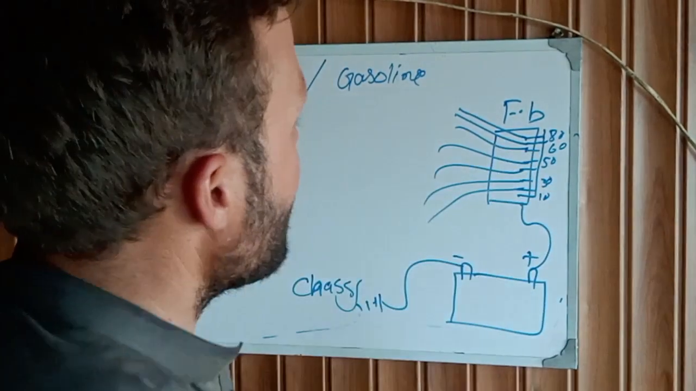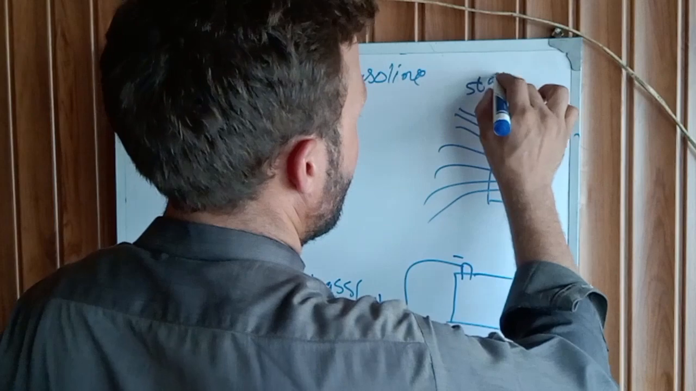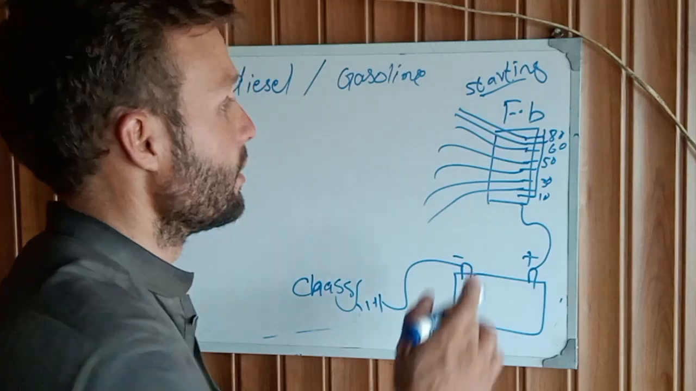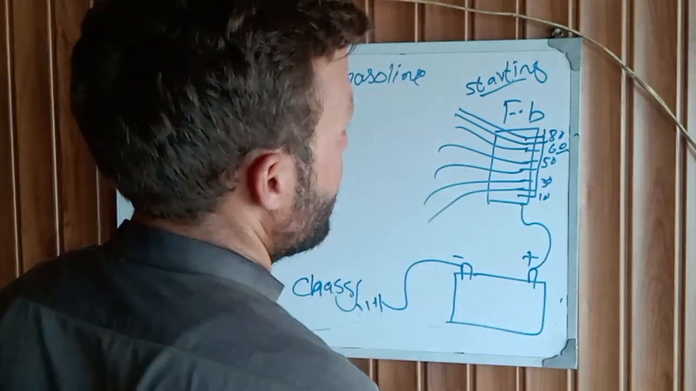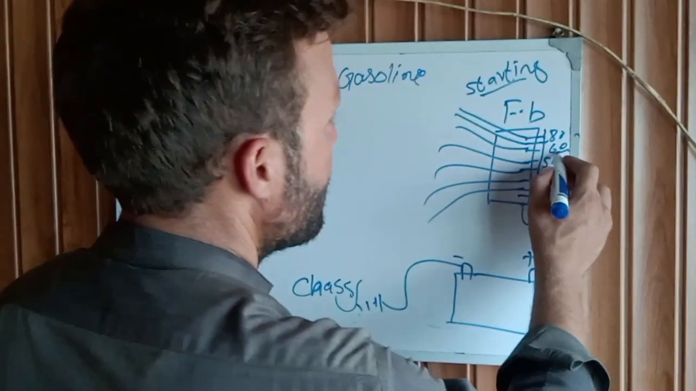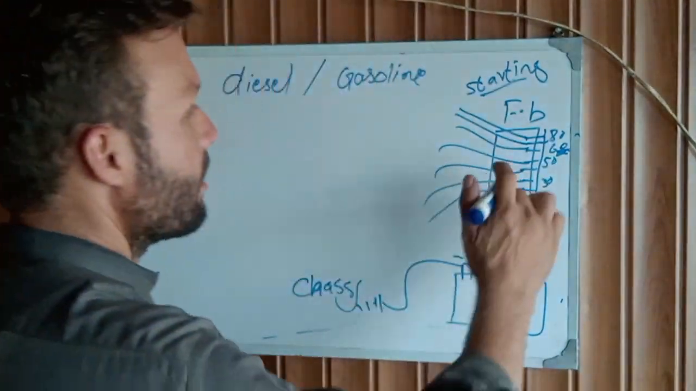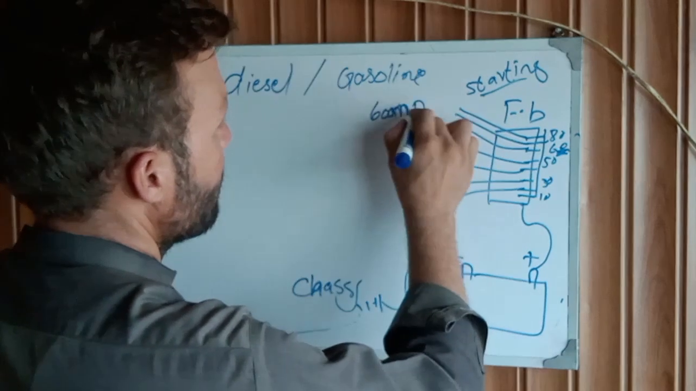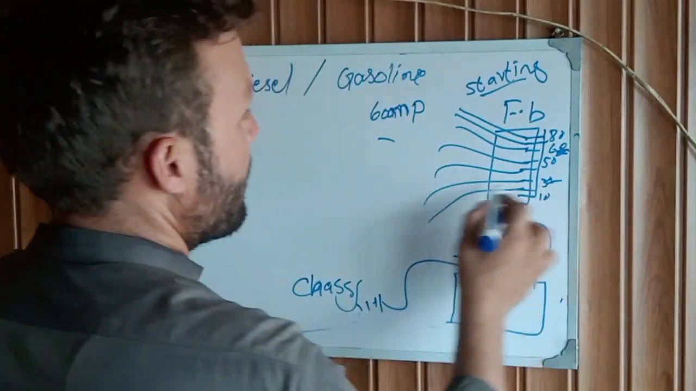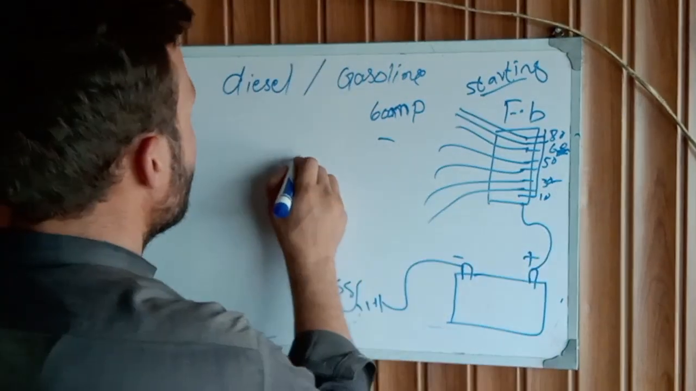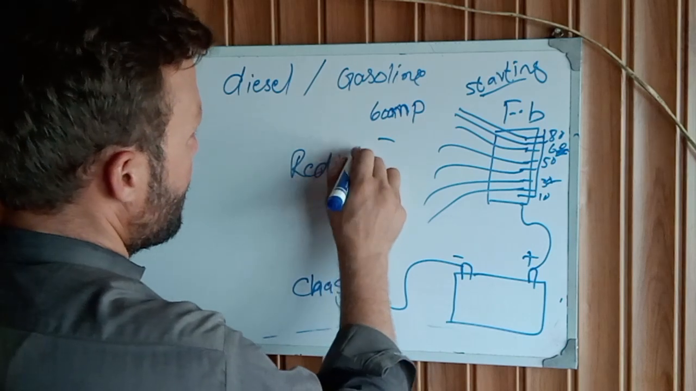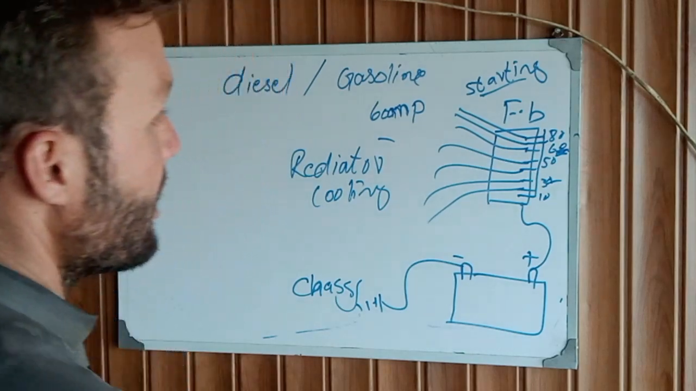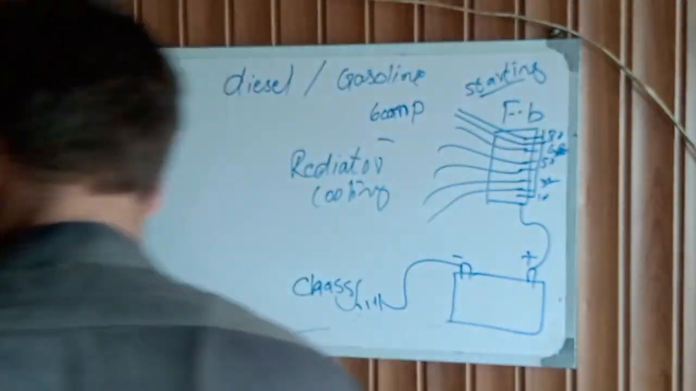For example, this 80 amps is for starting, because the cranking starter motor takes a heavy load. After that, the 60 amps is for the fuel shut off solenoid. After that, the 30 amps is for the radiator cooling fan. Okay, it's the real actual diagram of a fuse box.